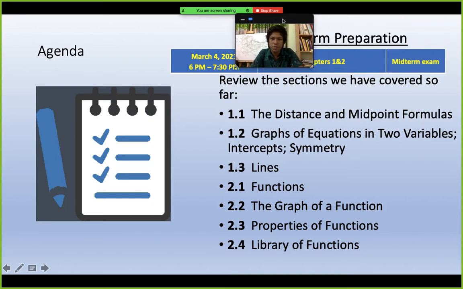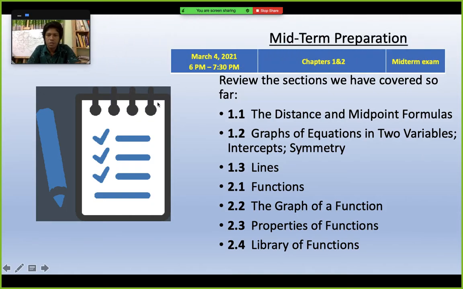These are the quick details about our midterm. The date is March 4, 6 p.m. to 7:30 p.m., covering Chapters 1 and 2. These are the topics that you will need to review, but you may not need to review everything from the chapters. You will have to look at the most important things, the main idea of each topic, and you will see those topics in the questions.